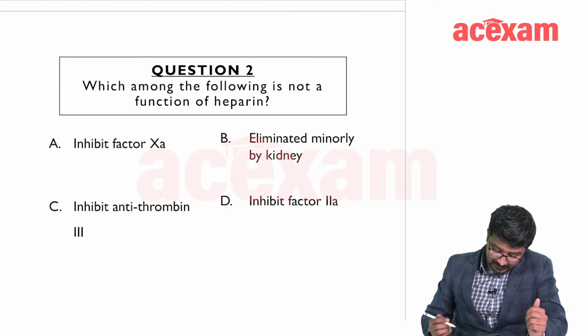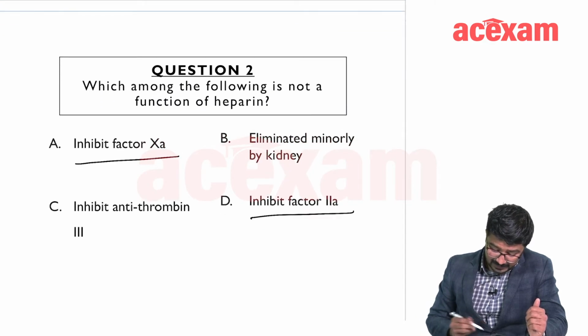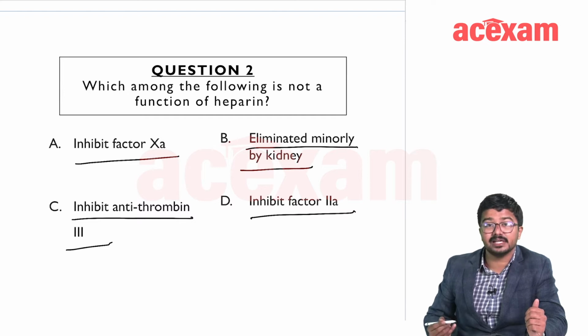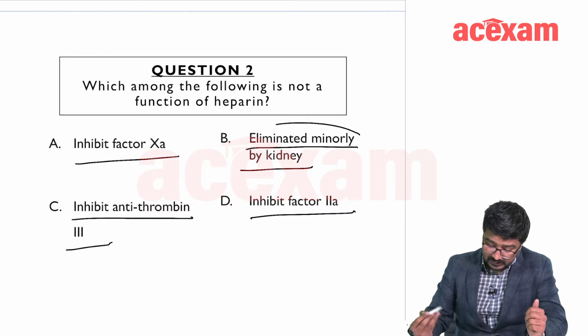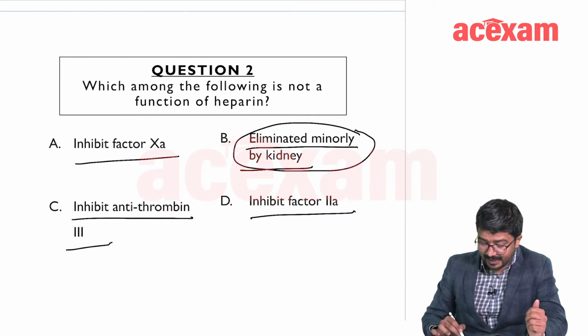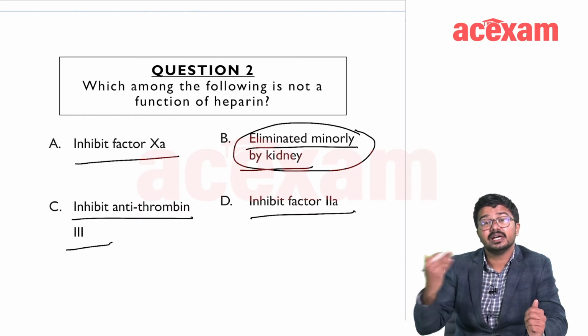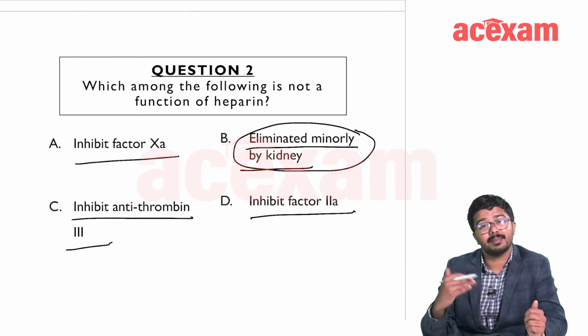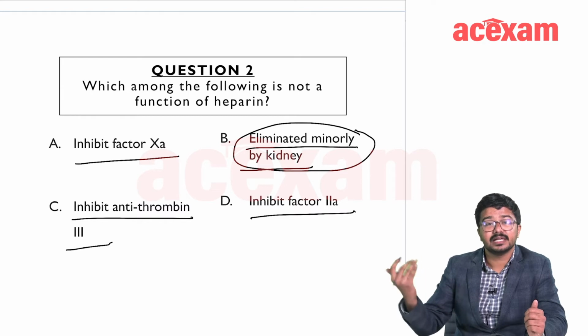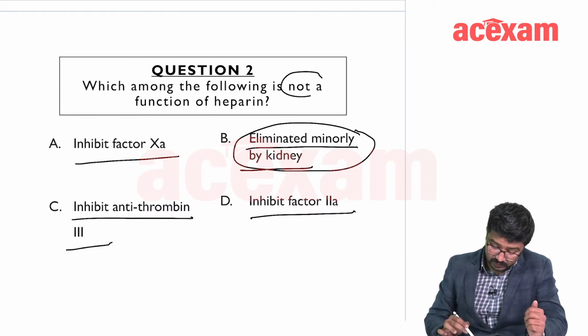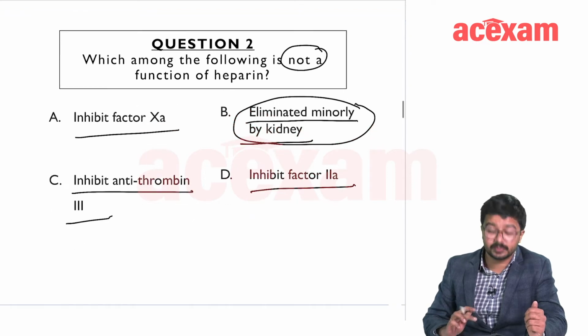The question is saying: inhibit factor 10A, inhibit factor 2A, inhibit antithrombin 3, and lastly, eliminated minorly by the kidney. One of the options is directly right. That is, it is eliminated minorly by the kidney, because the majority of heparin gets eliminated by the reticuloendothelial system. That is why heparin is safe in case of patients with kidney failure. So this option is not a wrong option. They have asked to mark what is a wrong option.